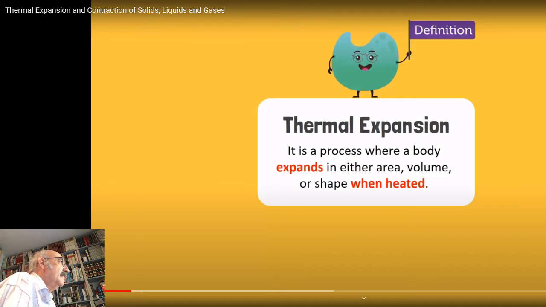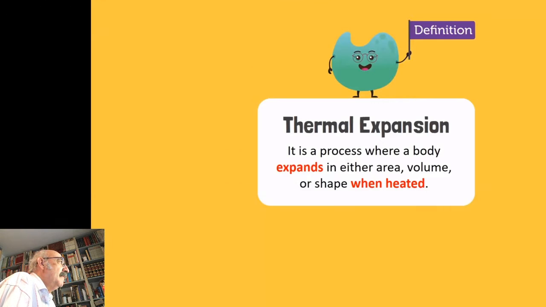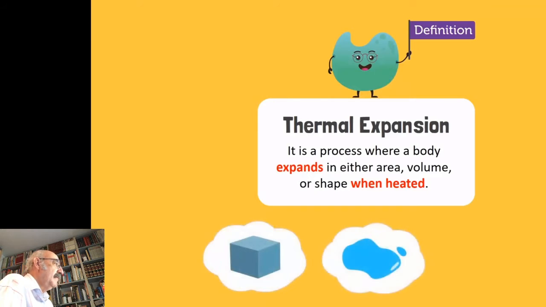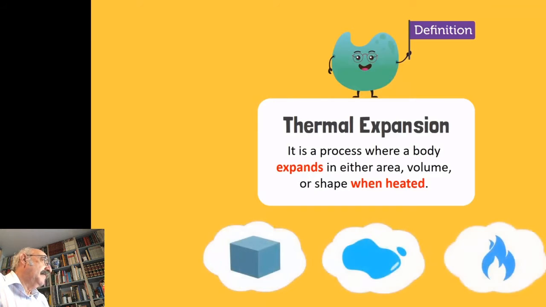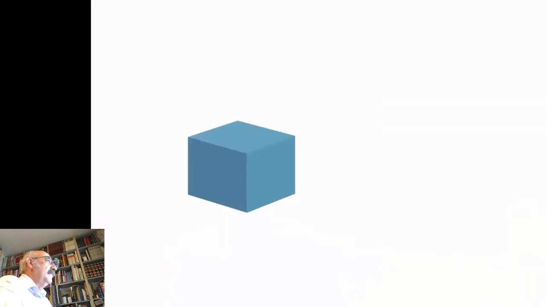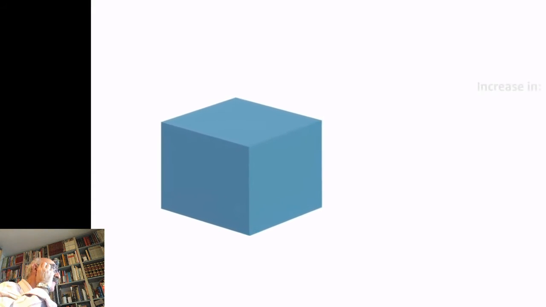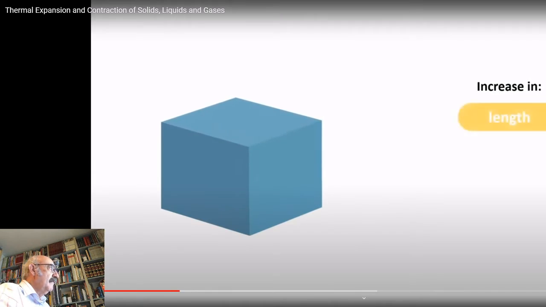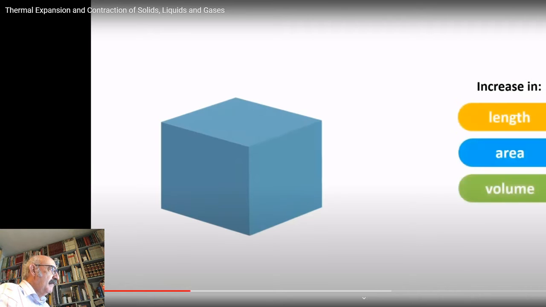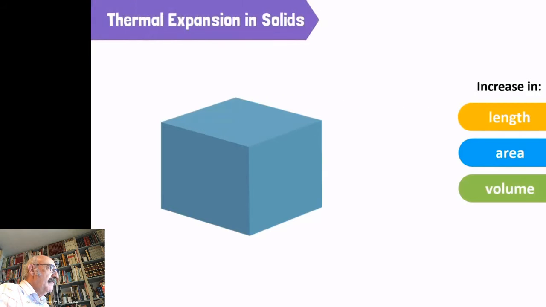Thermal expansion occurs in solids, liquids, and gases. First, let's consider solids. When a solid is heated, it expands in size and shape, resulting in an increase in length, area, or volume of the solid. This is known as thermal expansion of solids.